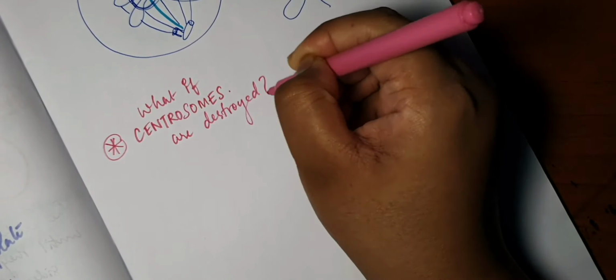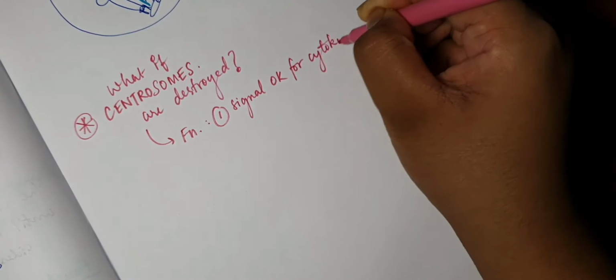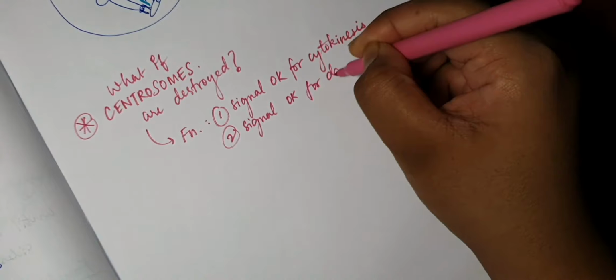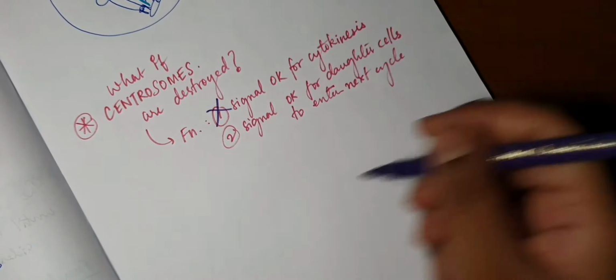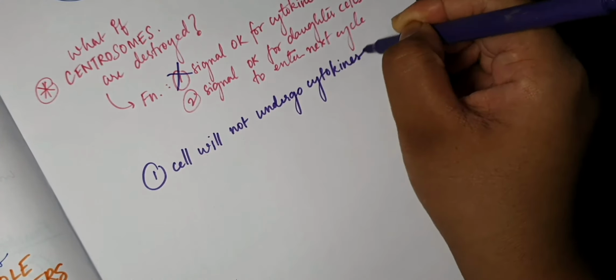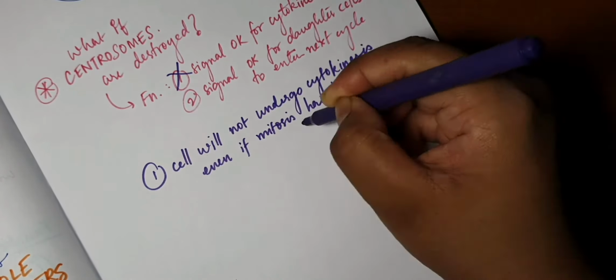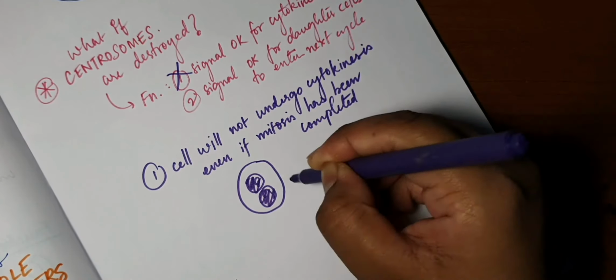And there's a last thing that I need to mention about centrosomes. What happens if centrosomes are destroyed? So first thing, their functions are signaling okay for cytokinesis and signaling okay for daughter cells to enter the next cycle. So first thing, cytokinesis won't happen. So even if the cell has completed mitosis, it will not undergo cytokinesis.